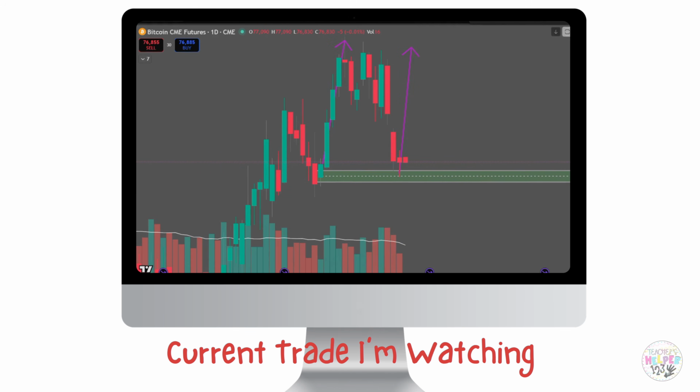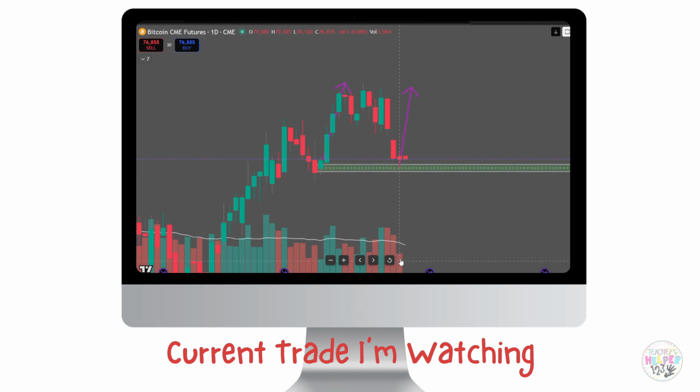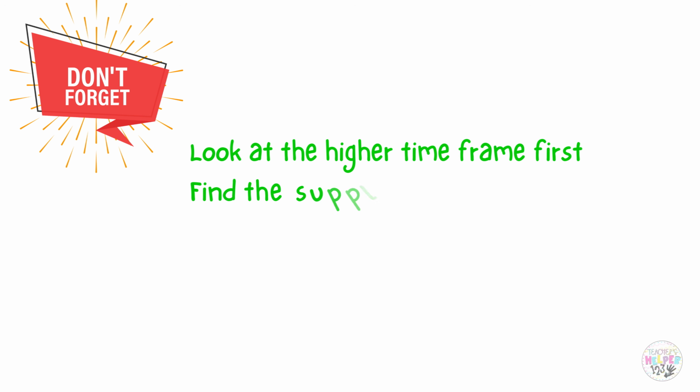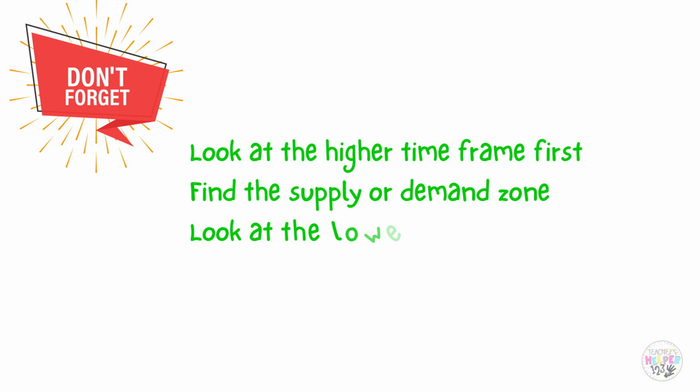Okay, so it looks like sales are slowing down here. So maybe tomorrow this will be the move back up. Now just remember, if strong volume appears during the move away, that can make the zone even more important.